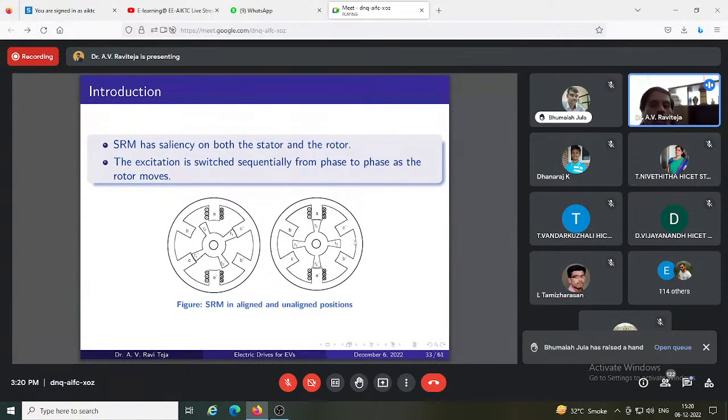Same way, if I want anti-clockwise rotation, instead of B, I will energize CC'. Then R1 will try to align along C. When R1 aligns along C, I am able to get anti-clockwise rotation. So based on the switching sequence, I can run the motor in clockwise or anti-clockwise direction. And how fast I switch the phases, that fast the rotor also tries to align itself with the stator poles that are energized.